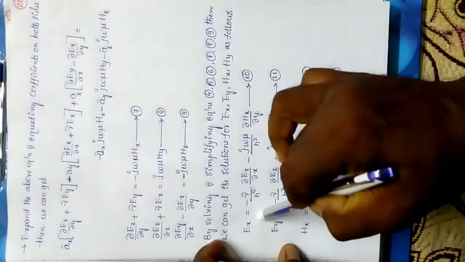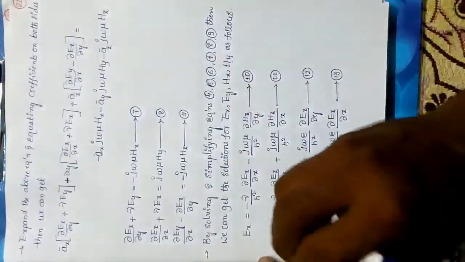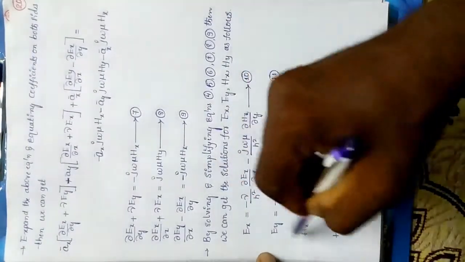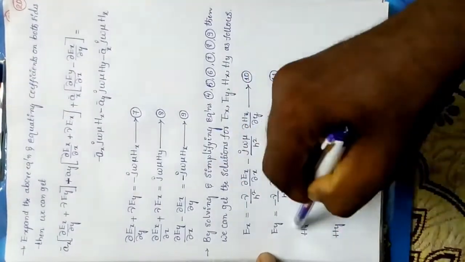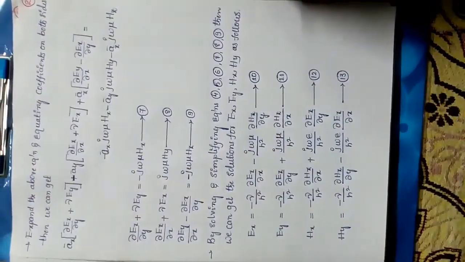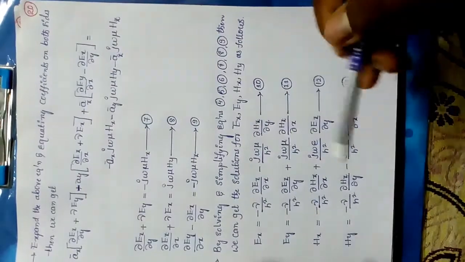So how to get like this? You solve the 4, 5, 6 and 7, 8, 9 equations. After solving these equations, you get the Ex term, Ey term, Hx term, Hy term. These are the expressions of the field for electric and for magnetic. This is the combination of electric and magnetic. Just see what the trick is.